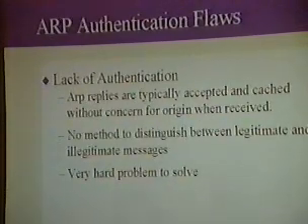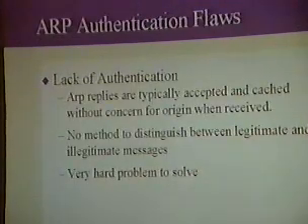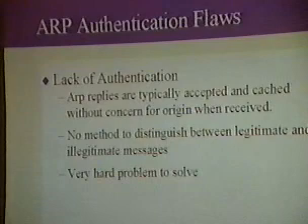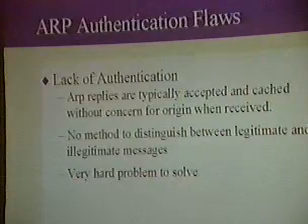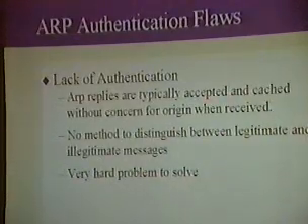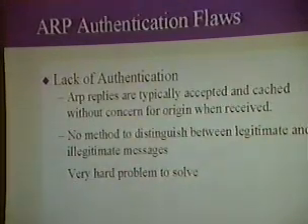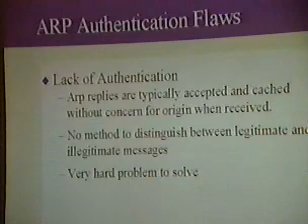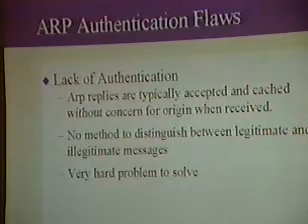ARP replies are typically cached and accepted in cache without concern for the origin of where they were received. Basically, this means if I advertise for an address or a MAC address for a machine using ARP, I really have no way of knowing if the address being returned is necessarily the address I'm asking for. There's no way for me to tell if the response is coming from the host I intend it to come from. As I said, there's no method to distinguish between legitimate and illegitimate messages. The question of how this can be done is a hard problem to solve. It's not something I can offer a good solution for right now.